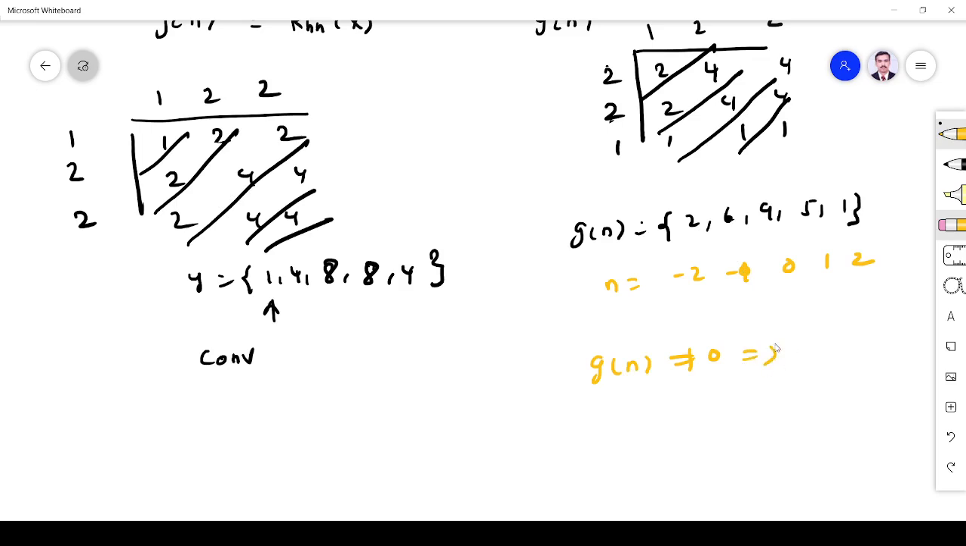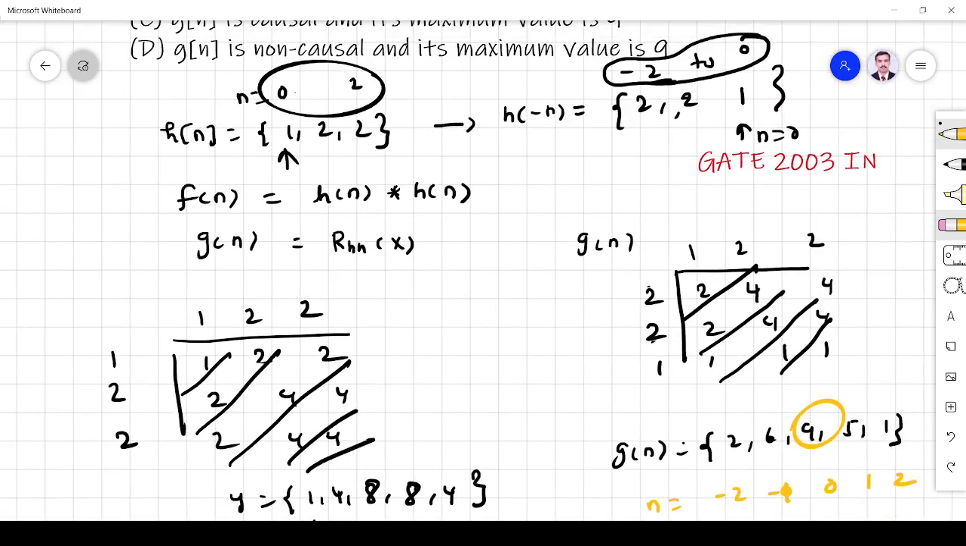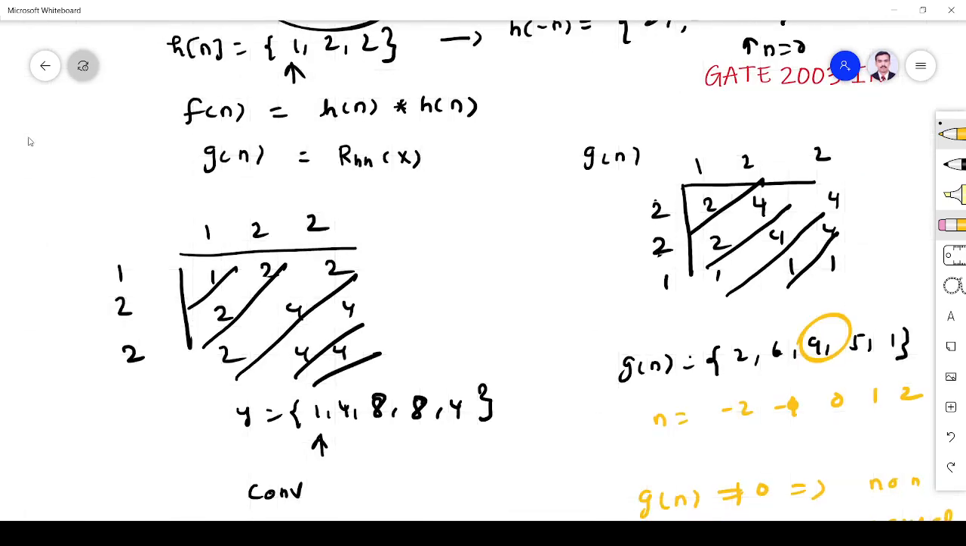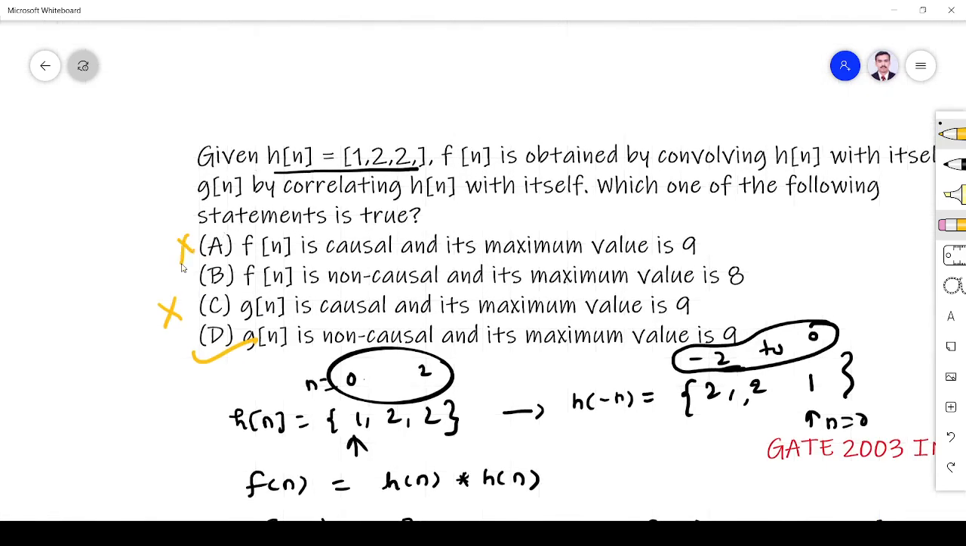That means when the response is not equal to 0 for negative n, it is non-causal. What about the maximum value? It is 9. So correlation G of n is non-causal and has a maximum value of 9. This is right. Is correlation causal? No. F of n has a maximum value of 9? No, F of n has a maximum value of 8 only. So the first one is the wrong answer.